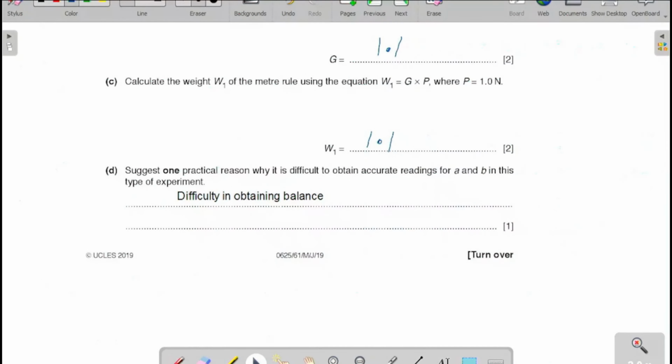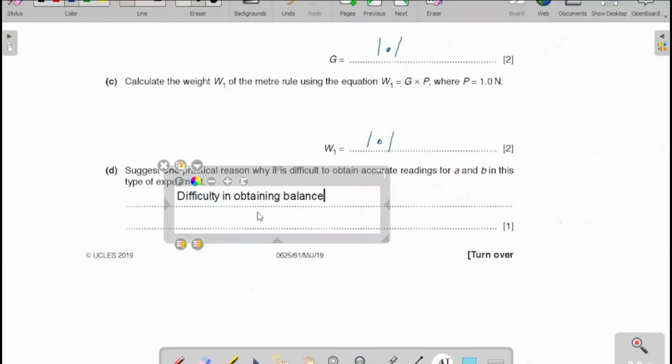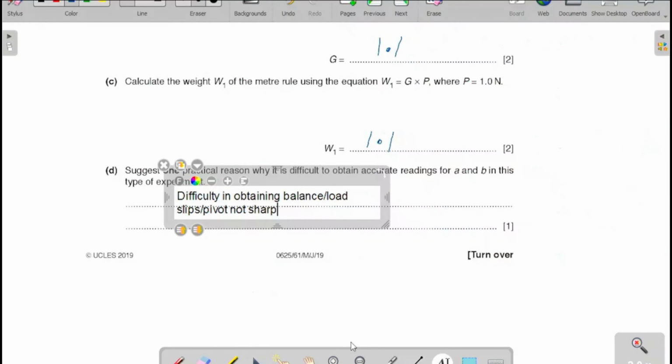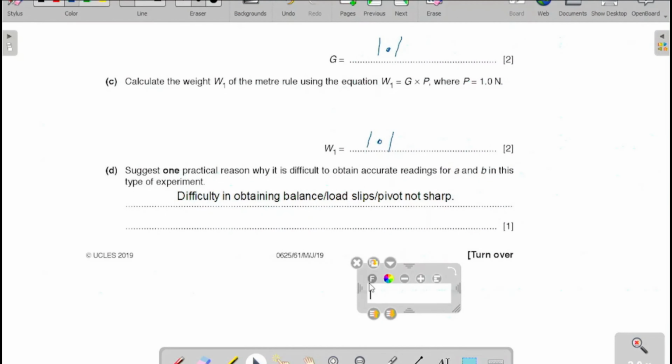Well, you can also state reasons like the pivot is not sharp enough, difficulty in judging the center, or you can also say the load may slip. Let me add that too. They are only expected to just state one. Load slips, or pivots not sharp. So these are reasons that you can give. Let's go to the next one.